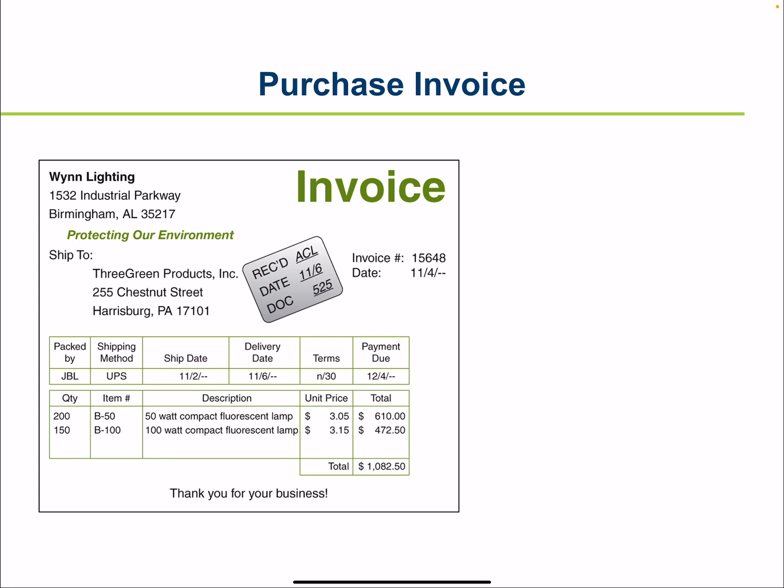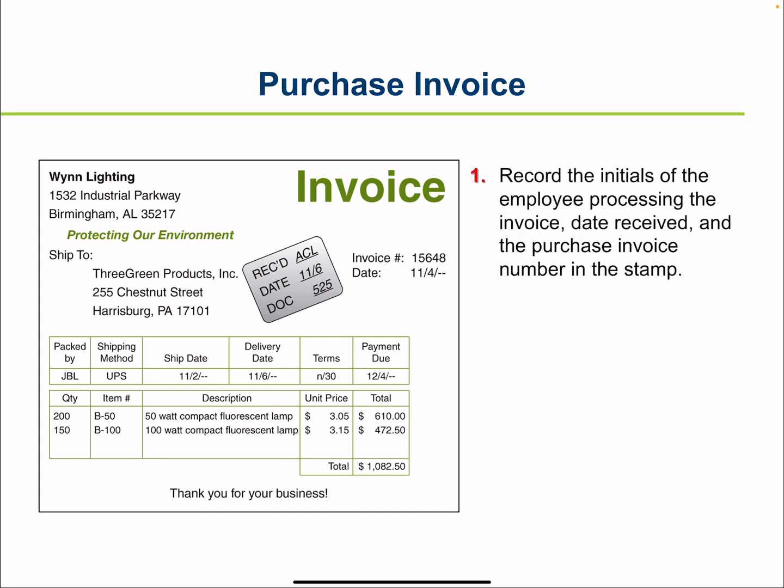If you take a look at it here, the first thing when you get a purchase invoice, you're going to record the initials of the employee processing the invoice, the date received, and the purchase invoice stamp. So up in here somewhere, they are going to record when you received this invoice and who received it. Those are the initials, the date they received it, and they're going to record the number 525 on there, and they're just going to keep track of them in order. And this is when your business receives it.